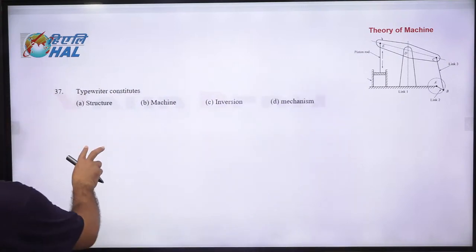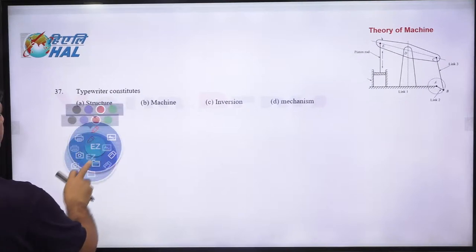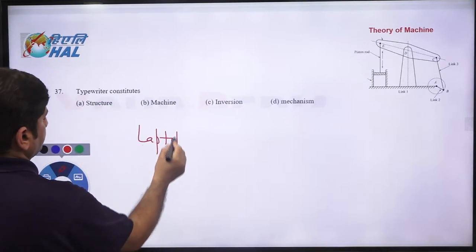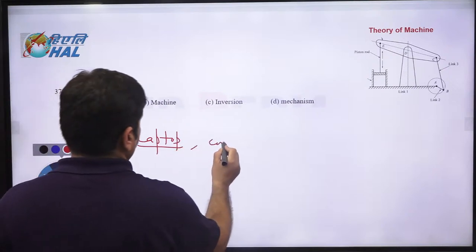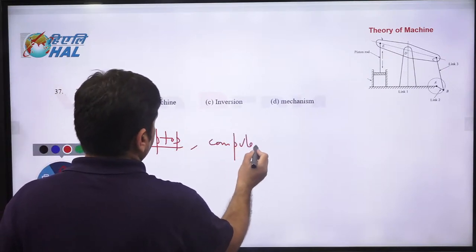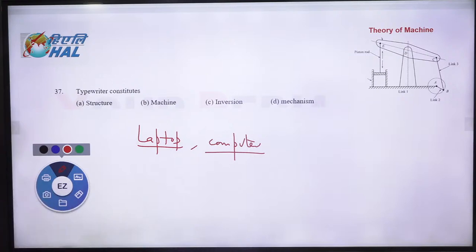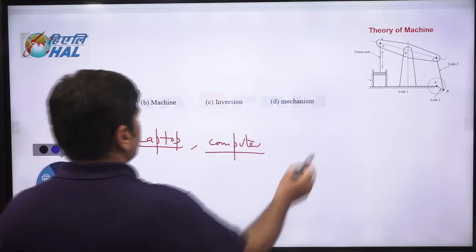And what is a laptop? What are modern typewriters? In a laptop, in a computer also, you can type. Nowadays you type in laptops and computers. What is a typewriter? And what is a laptop or computer?